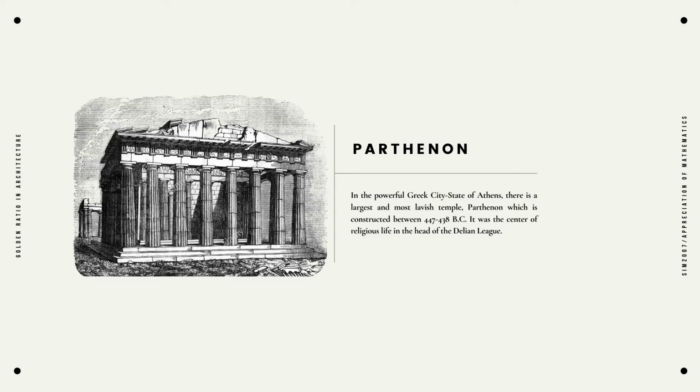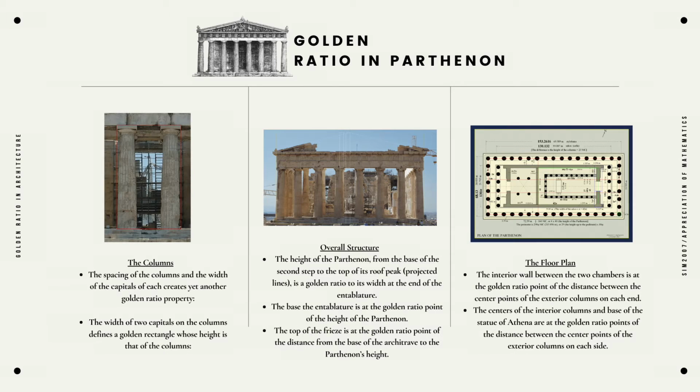First of all, the Parthenon is the largest and most lavish temple in the powerful Greek city-state of Athens, which was constructed between 447 and 438 BC. It was the center of religious life at the height of the Delian League. In the Parthenon's construction, the golden ratio or golden rectangle can be found in many aspects, such as in the entablature, the columns, the overall structure, the interior chamber, and also in the floor plan of the Parthenon.